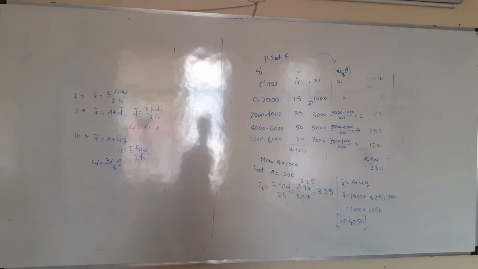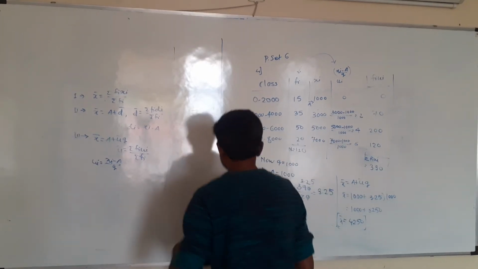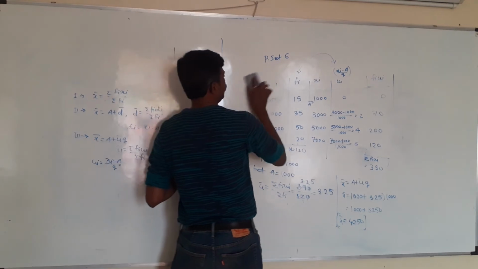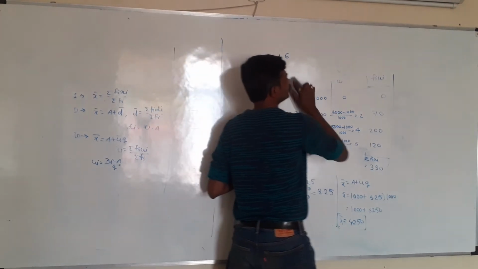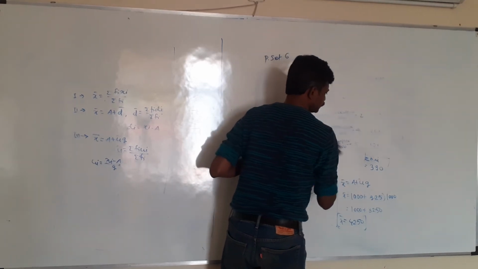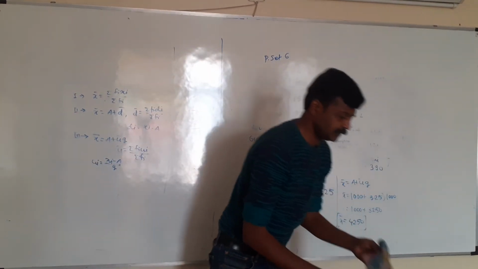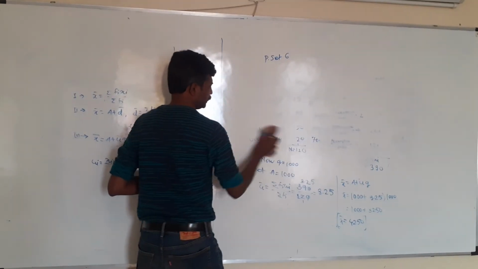We finished question number 4 with the step deviation method, and before that, questions number 2 and 3 we solved by direct method and by assuming method. Let us continue with question number 5. Now if again this question comes to find the mean, which method will we apply? Again we will come back to the first method, the direct method.